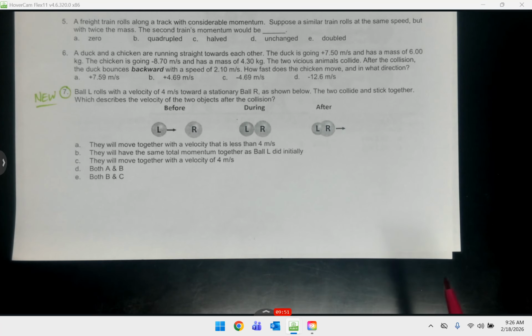It says, ball L rolls with a velocity of 4 meters per second toward a stationary ball R as shown below.